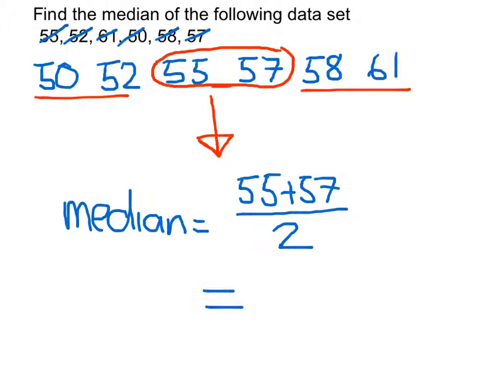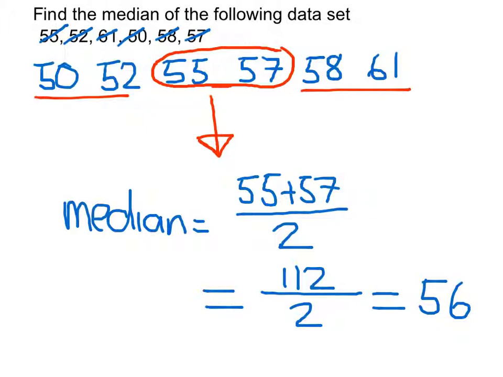So 55 plus 57 will give us 112, and that still needs to be divided by 2. So 112 divided by 2, well, you can have a guess what's in the middle of 55 and 57. That will give us 56. So our median value for this data set is 56.